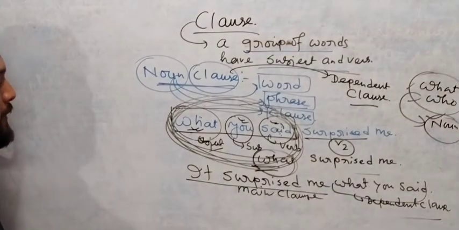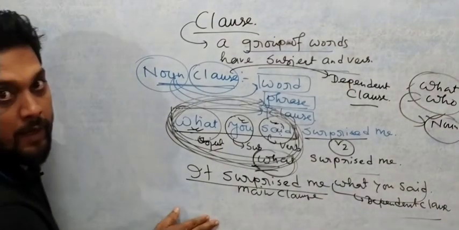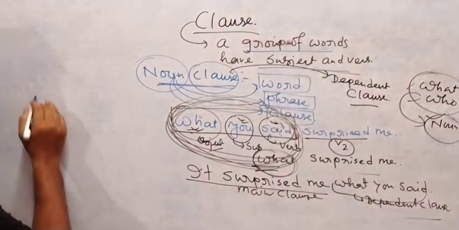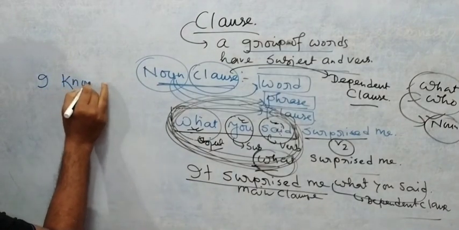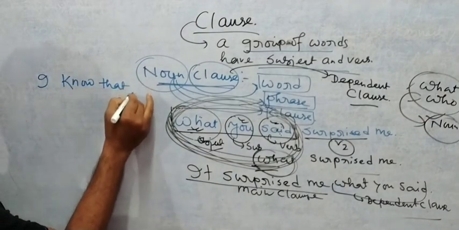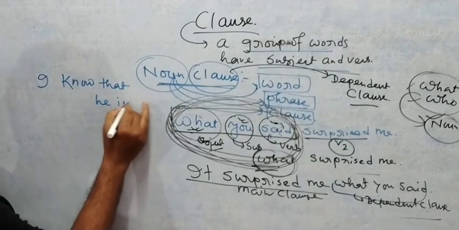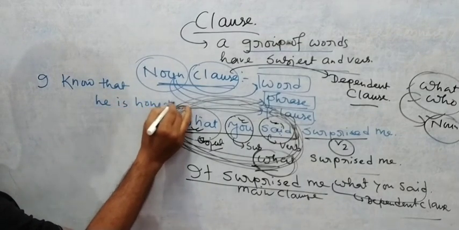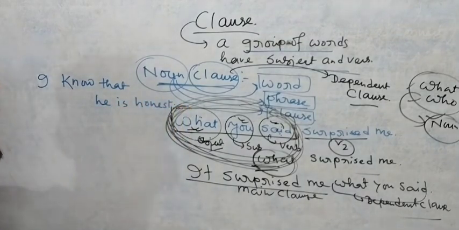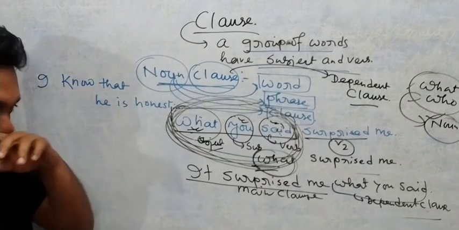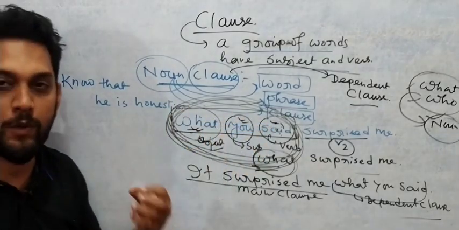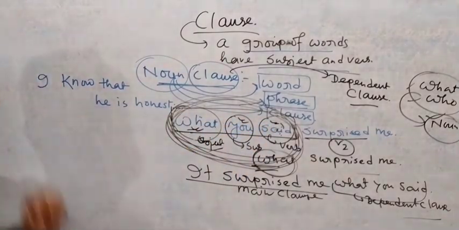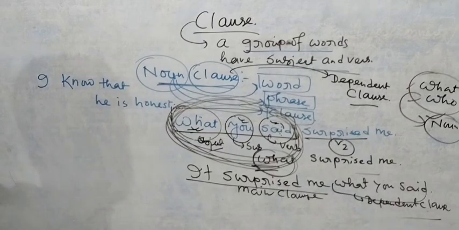Next one I want to write, my friend. I need to write over here, you can understand it. Write down: I know that he is honest. Okay. Now can you find out where the noun clause is located in this sentence? I know that he is honest.